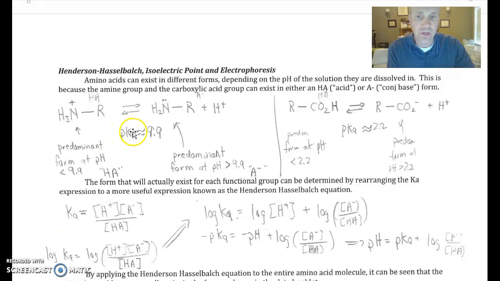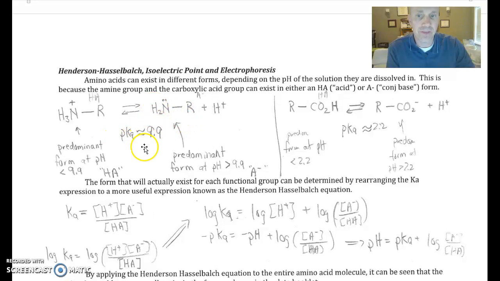One thing that a Ka allows us to do is to get a sense of which version of this would exist if we had it in solution. For an amine, or for an ammonium compound like this, the pKa is about 9.9. To get a sense of what that means, if we had this amino acid in a solution, and we adjusted the pH of that solution so that it was greater than 9.9, we would do that by adding something like sodium hydroxide. If that were to happen, then the predominant form that you would have would be this one right here.